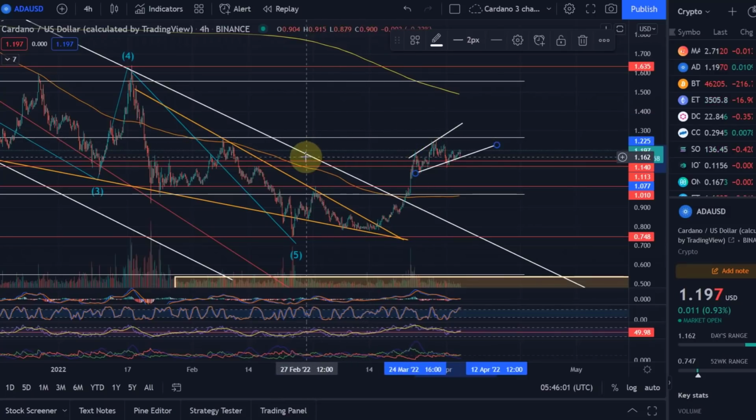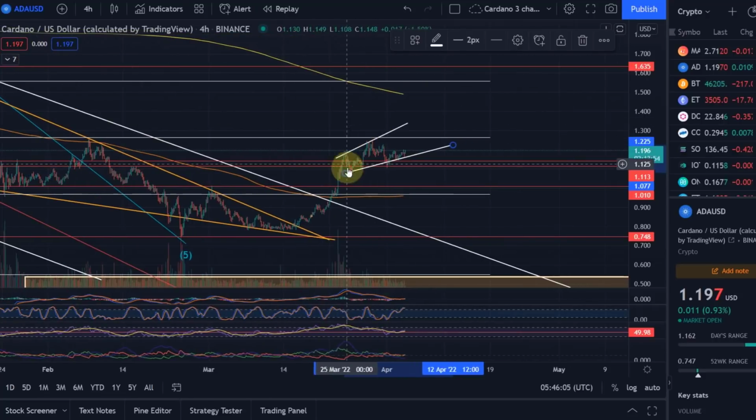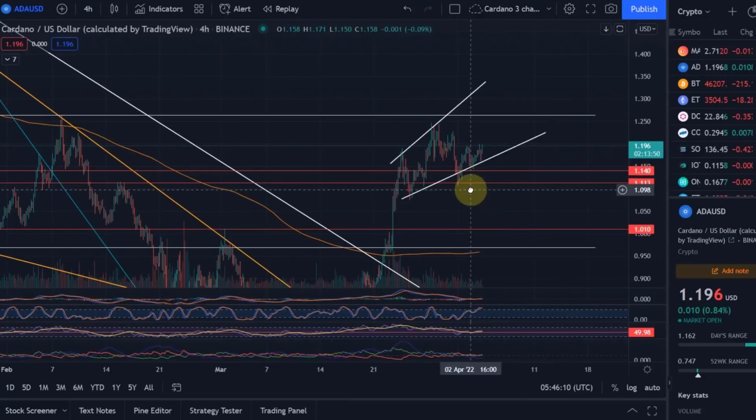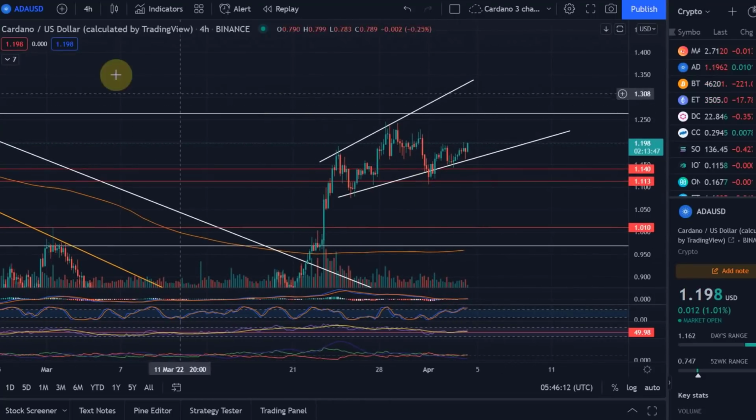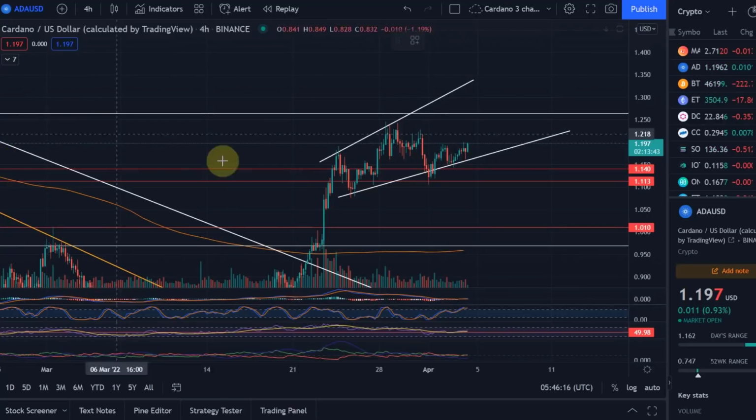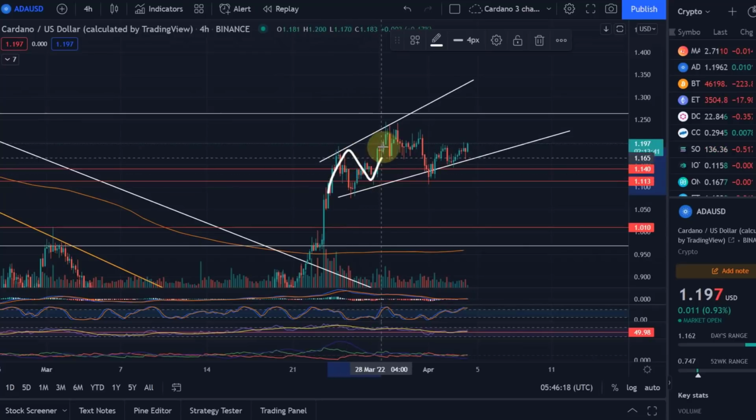Cardano is doing something very interesting. First of all, on the Cardano chart itself, ADA USD, we can still see this ascending broadening wedge. Talked about that in the last video. It's a bit of a bearish pattern. It also forms a little bit of a head and shoulders.